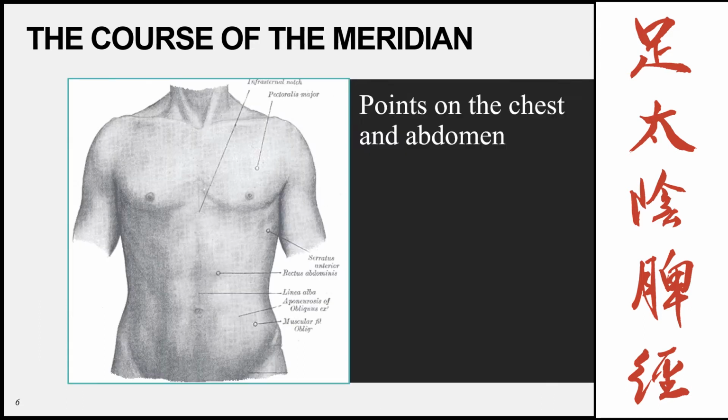In this slide, we're going to look at the course the meridian flows on the chest and abdomen. This is going to be important as it will help you locate 18 of the spleen meridian's points. Just like the stomach meridian, the points on the spleen meridian on the chest and abdomen all share similar distances from the midline. So knowing this pathway will assist you in finding all of these points.